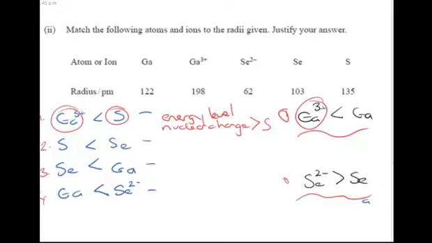And finally, why does gallium have a smaller radius than selenium 2-? Well, they're both in the same energy level. Even though selenium has more protons, the electron-electron repulsion is a significant factor in making that radius bigger. This would also be a tricky one to get, but you have to realise electron repulsion is a big factor. Okay, so that's that question answered.